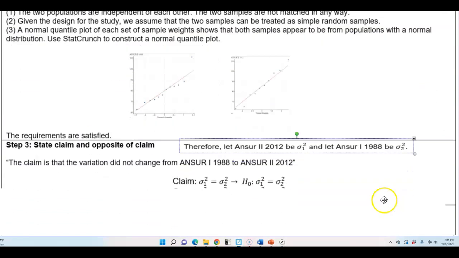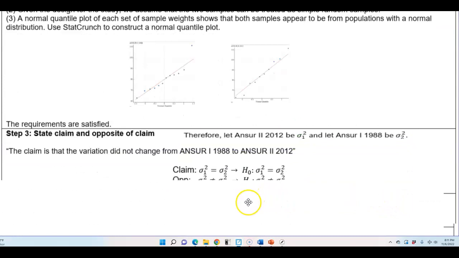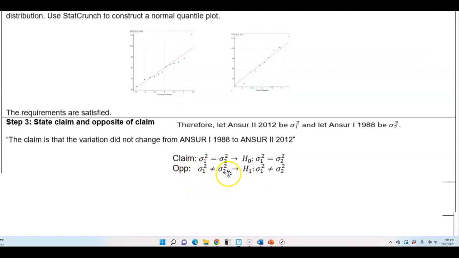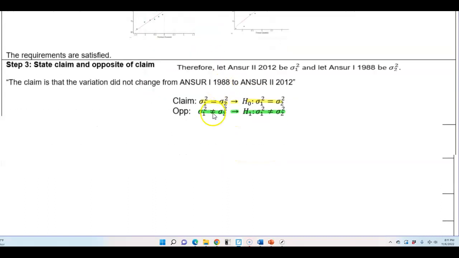the following. So the claim is that population standard deviation 1 is equal to population variance 2. And the opposite of the claim is that population variance 1 is not equal to population variance 2. So we know that the equality is always going to go with the null hypothesis, and therefore we would state that the opposite is now going to be the alternative.